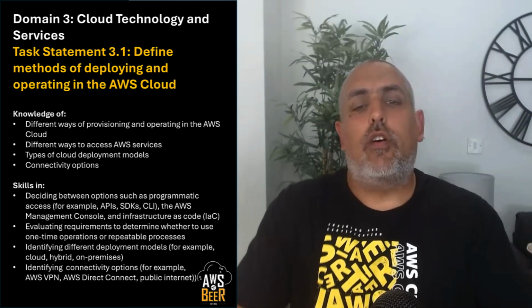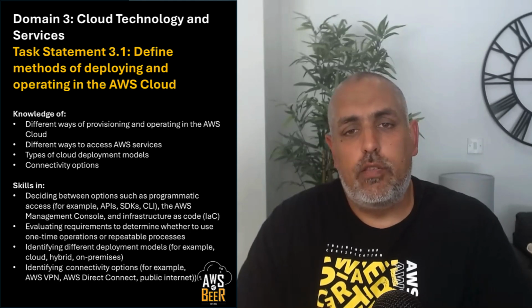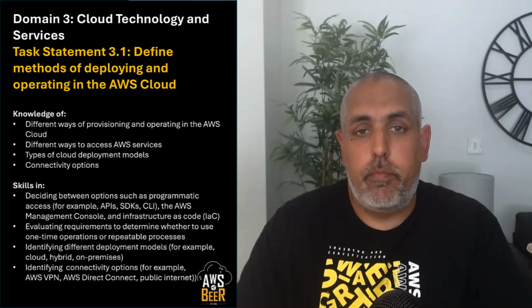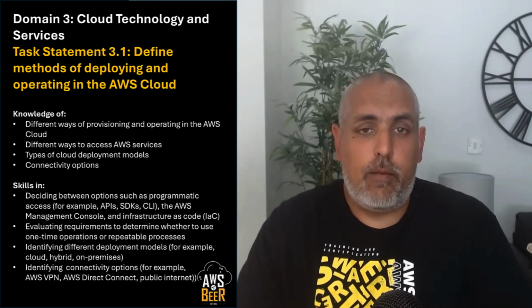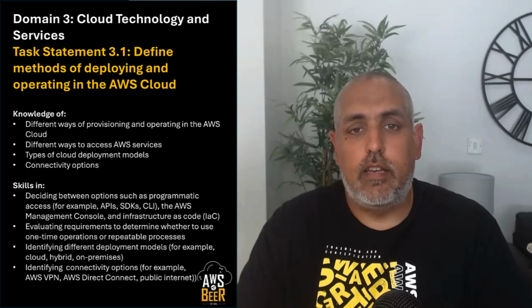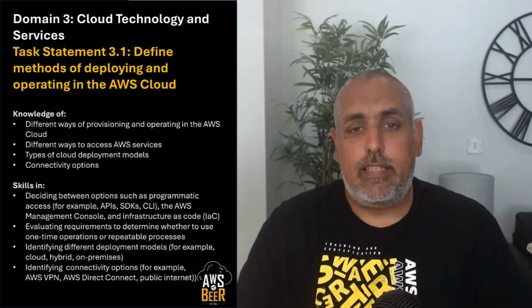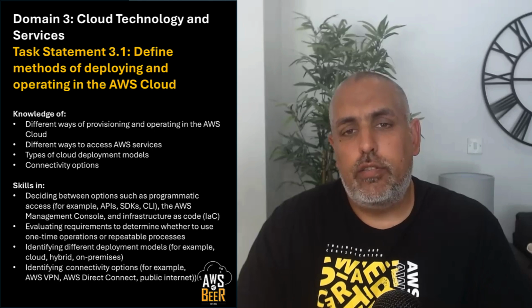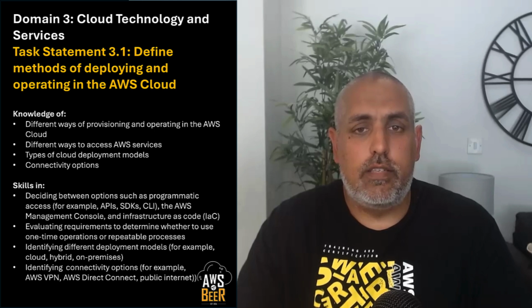Now, in terms of connectivity options, understanding how to link on-premises environments with AWS is vital. This includes the use cases and benefits of AWS VPN, which offers secure internet connections for your resources. AWS Direct Connect provides dedicated network connections, offering higher bandwidth and lower latency compared to typical internet connections. You should also consider the scenarios where using the public internet for accessing AWS services directly might be appropriate as well. Now, being able to choose the appropriate connectivity option based on factors like bandwidth, latency, security, and cost is an essential skill.